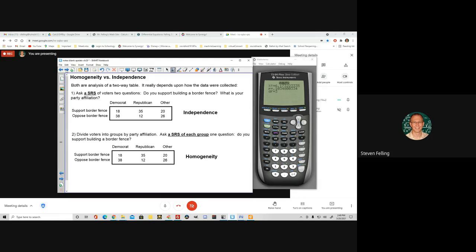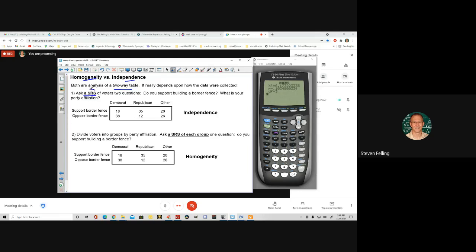So both the independence test and the homogeneity test are two-way table analysis. It just really depends on how the data were collected. Let me give you another example that's really, hopefully, will bring this point home. If you asked a simple random sample of voters 2 questions, and each voter answers both of these questions: do you support building a border fence, and what's your party affiliation? And so we track Democrats, Republicans, and the people who support the border fence and oppose the border fence, okay?